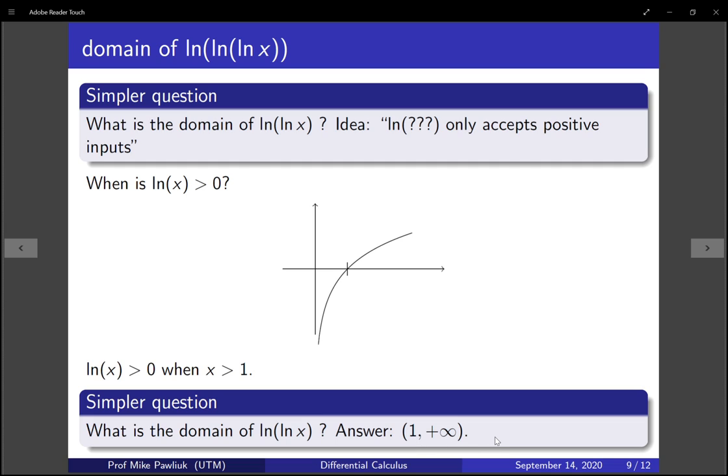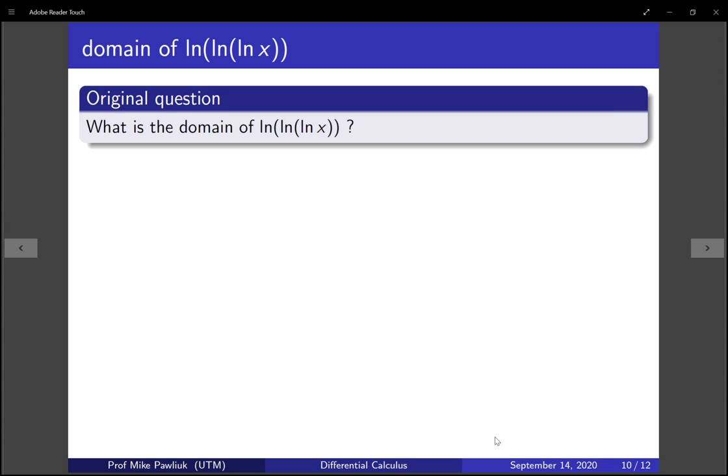All right, now we're ready to go back to our original question. What is the domain of log of x? Well, the idea is that now we need to know when is the argument, log x, positive. Well, log x is positive only when the argument is greater than 1. We just looked at this. And now, when is log of x greater than 1? Let's look at the picture.